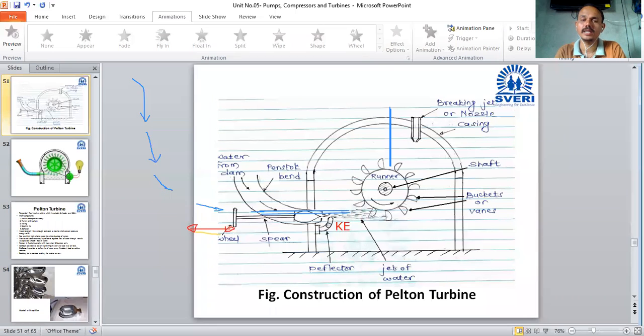Is anybody having any doubt? Yes. You can observe the animation here.